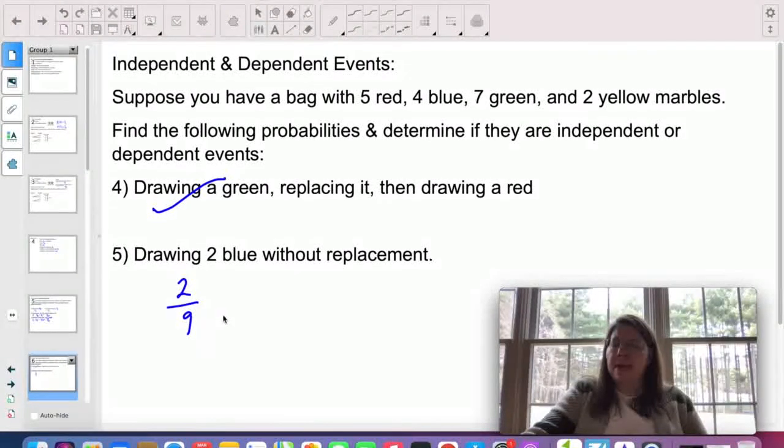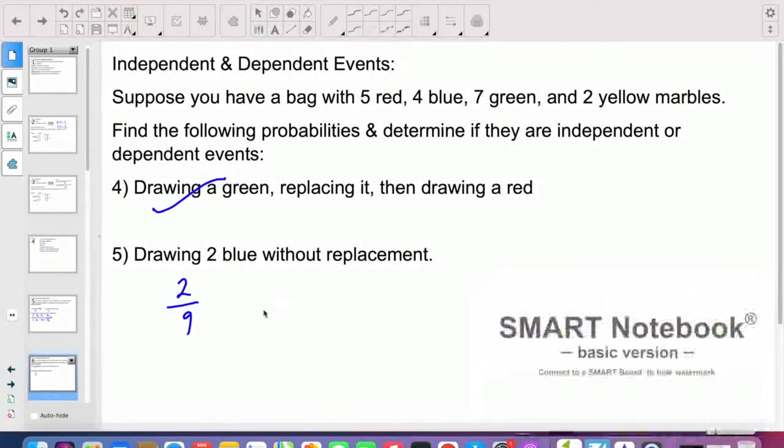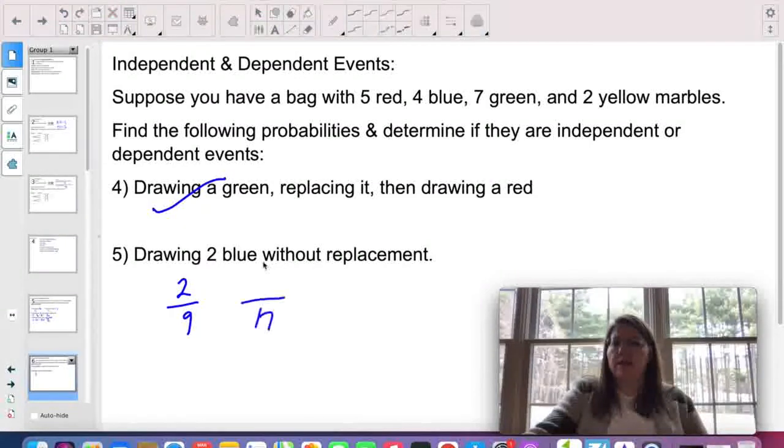Then for my second draw, I have to consider that I'm not replacing. So instead of having 18 in the bag, I have 17. So whatever I get will be out of the 17. And think about this. It says they are both blue. Okay, we had 4 blue to begin with. We've already drawn 1 blue. So now we only have 3 blue left.